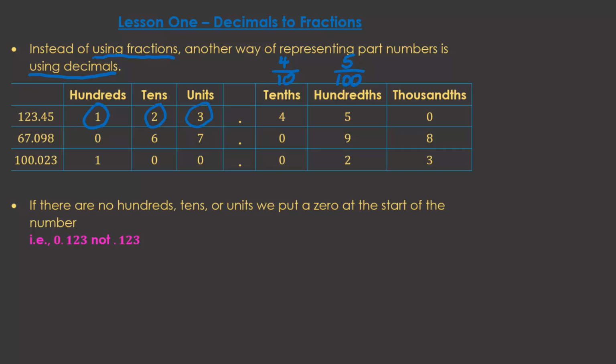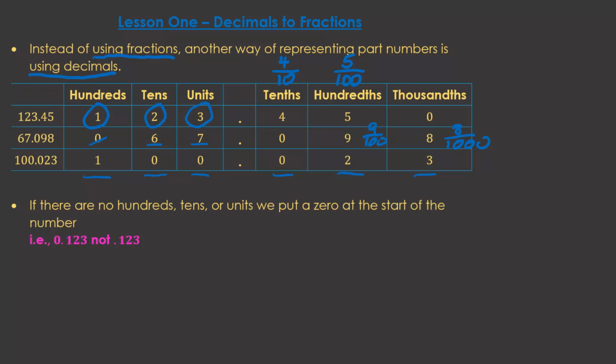If we now look at 67.098, well, there's no hundreds there, so we've got a 0. 6 in the tens, 7 in the units. There's a 0 in the tenths, 9 in the hundredths, so that 9 there represents 9 hundredths, and an 8 in the thousandths, so that represents 8 thousandths. And then finally we've got 100.023, and you should be able to follow that through and see why we have each of these digits in each of those columns.